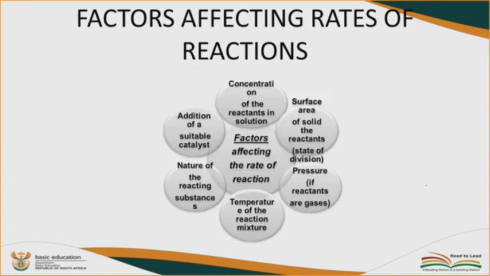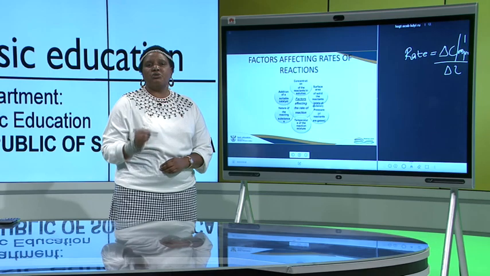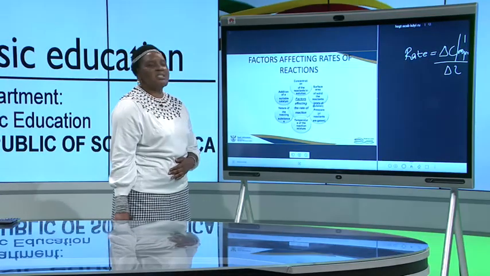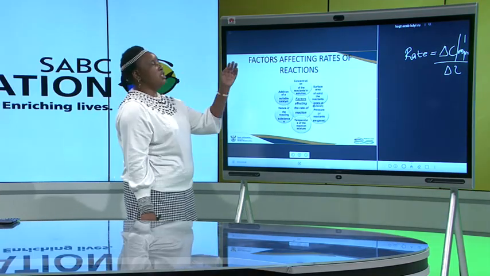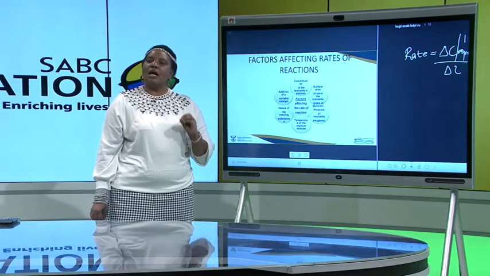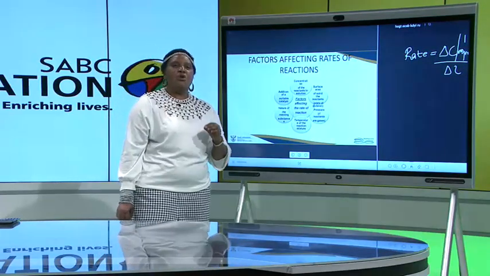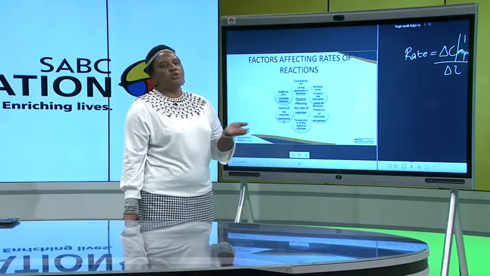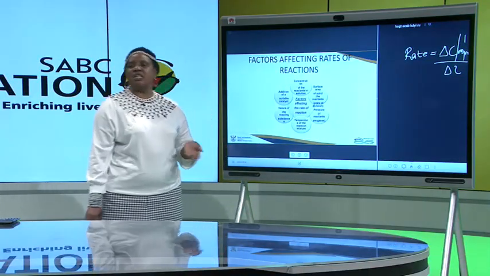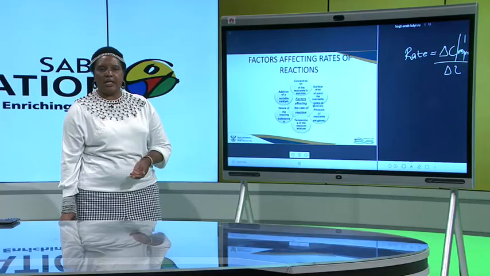We are going to use the collision theory to explain. This is exam, grade 12. In your grade 12 question paper, they're not going to ask you to list the factors that affect the rates of reaction. No. You need to remember that according to the exam guideline, you are supposed to use the collision theory to explain. So don't expect, grade 12, to get this question: list the factors that affect the rates of reaction.